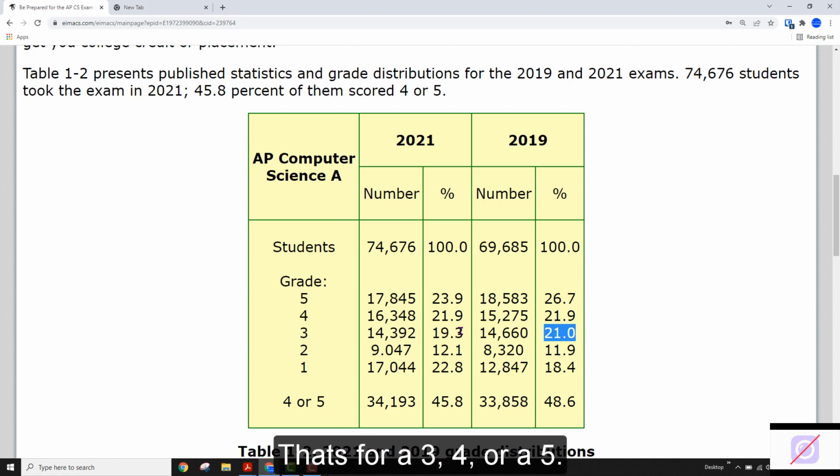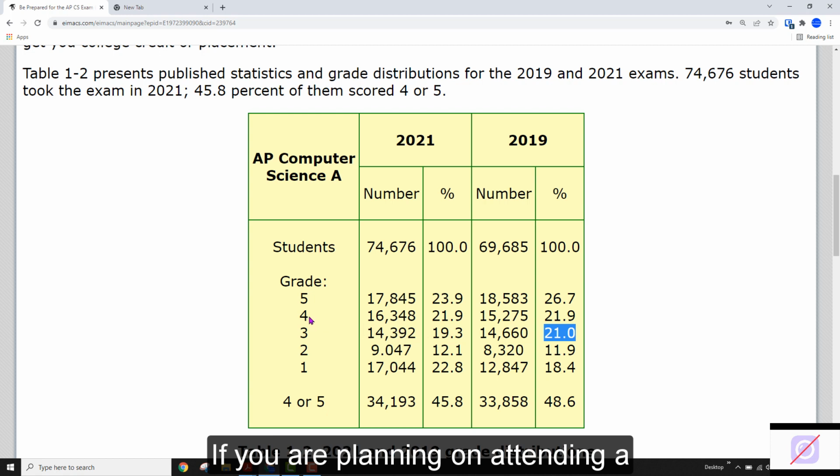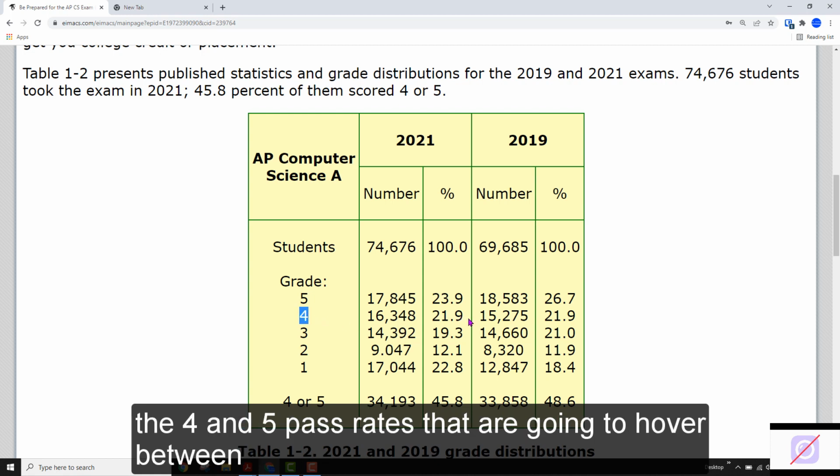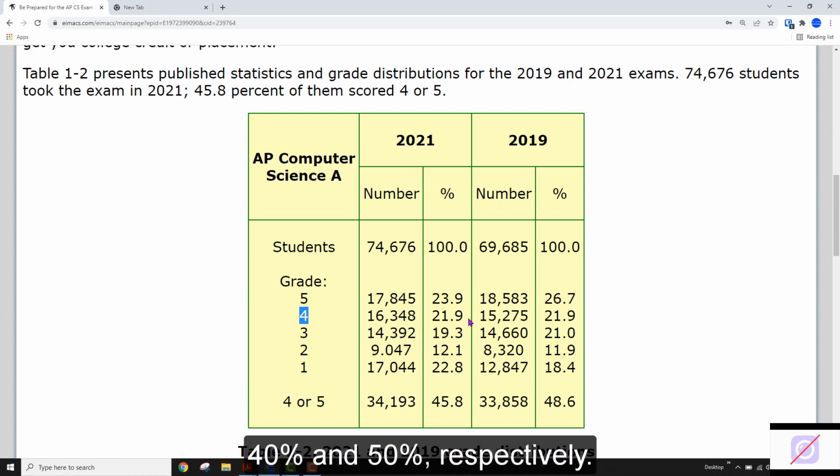And that's for a 3, 4, or a 5. If you are planning on attending a more strict college or university, then you're looking at the 4 and 5 pass rates that are going to hover between 40% and 50% respectively.